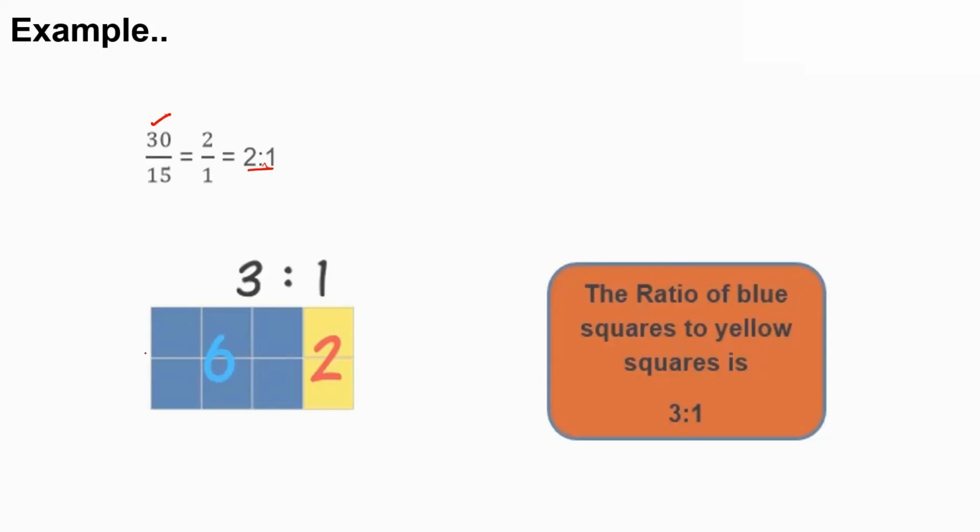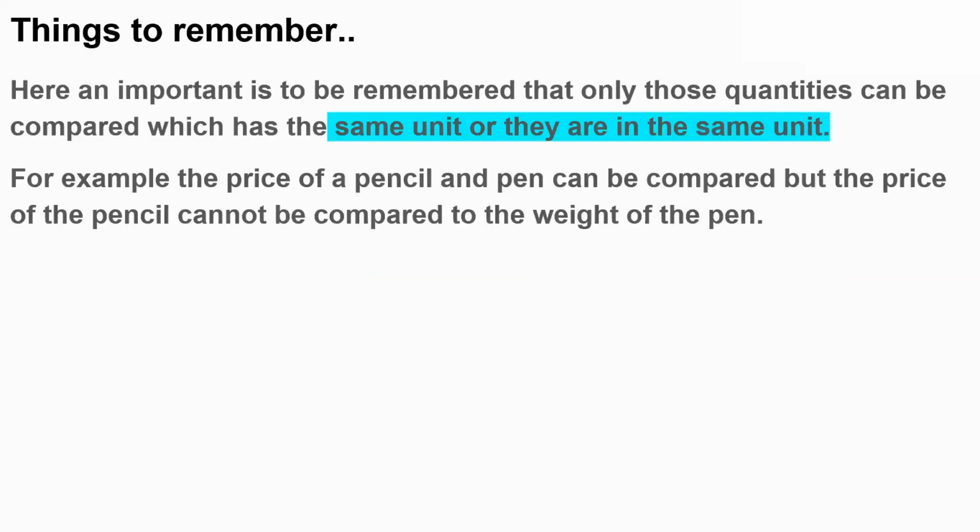If you see that 6 boxes are there, 1, 2, 3, 4, 5, 6, and 2 yellow boxes are there. So blue boxes are 6, yellow boxes are 2, and both are coming in the table of 2, or you can say that we are reducing it. Then I'm getting 3:1. So the ratio of blue squares to yellow squares is 3:1. So we are comparing here the number of blue squares and the number of yellow squares. So I'm doing the comparison with the same unit or same type of objects. Okay, that is actually a ratio.